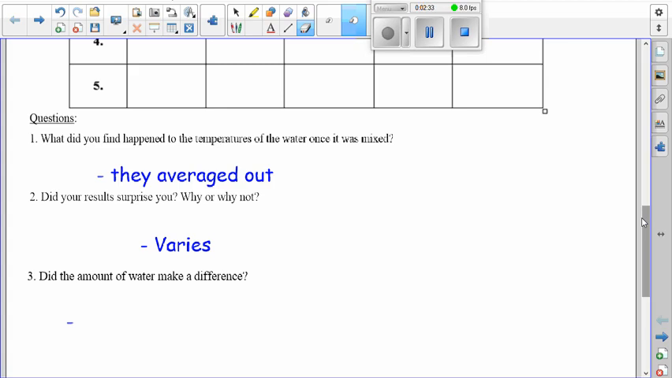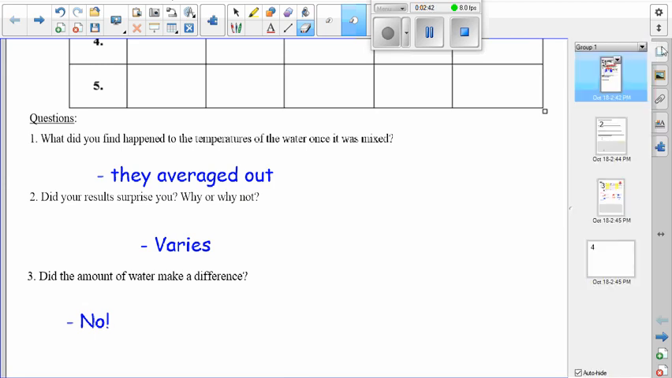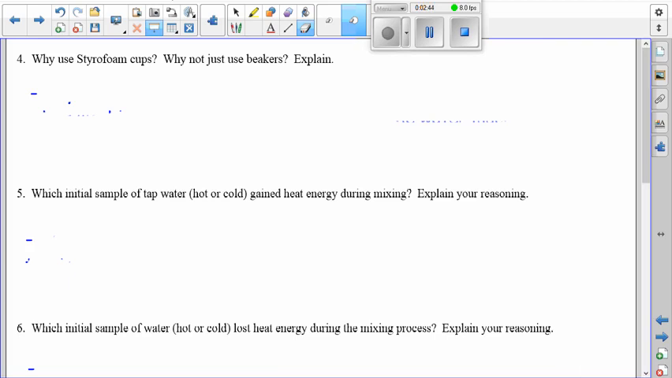Generally what we saw, even though you guys used like 20, 30, and so on up to 100 milliliters, we saw that it didn't really make a difference. They still kept meeting in the middle for the most part. They still kept meeting in the middle, which is pretty good. It's pretty much what we were expecting.